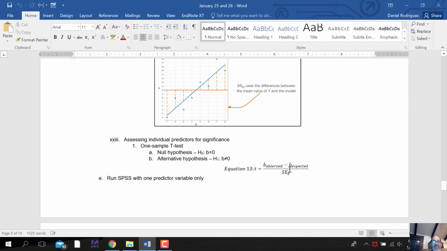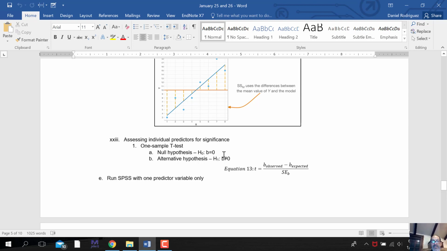To assess significance in regression analysis, although we can look at the model through the ANOVA table, as I just mentioned, we're actually more interested in the predictor. That's why we do regression. We want to know if the predictors are significant. Here are the null and alternative hypotheses to assess the significance of our predictor variable. The null is b is equal to 0, and the alternative is b is not equal to 0.